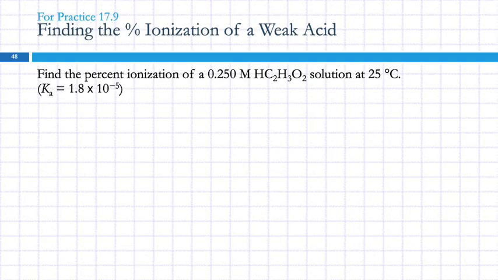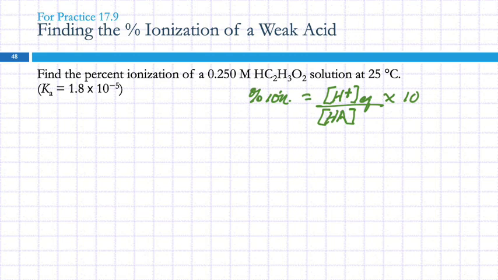Find the percent ionization of a 0.250 molar acetic acid solution at 25 degrees Celsius. Ka is 1.8 times 10 to the minus 5. So percent ionization is going to equal the hydronium ion concentration at equilibrium divided by the initial acid concentration times 100. So guess what we need to make? A nice table. Try to make a nice table.